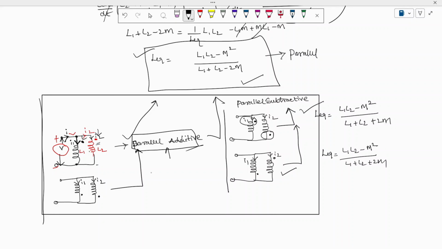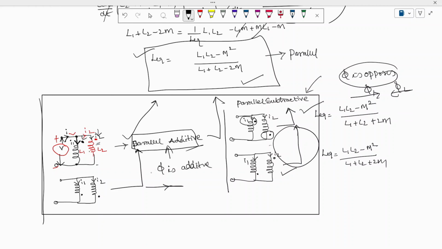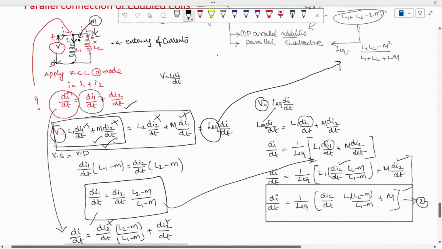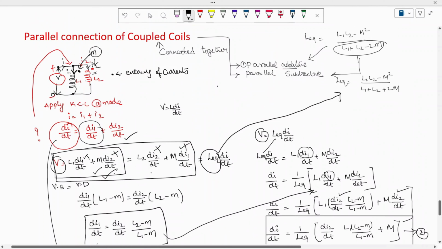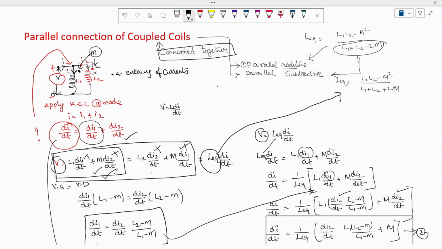In parallel additive, the flux is additive in nature. I mean, the flux gets added itself. In parallel subtractive, flux is opposing each other. I mean, phi 1, phi 2 both are opposing in this case. Here, phi 1, phi 2 are additive in nature. Hope the content is very clear. This is all about the parallel connection of coupled coils which are connected together, and how the network operates. Hope the content is very clear.